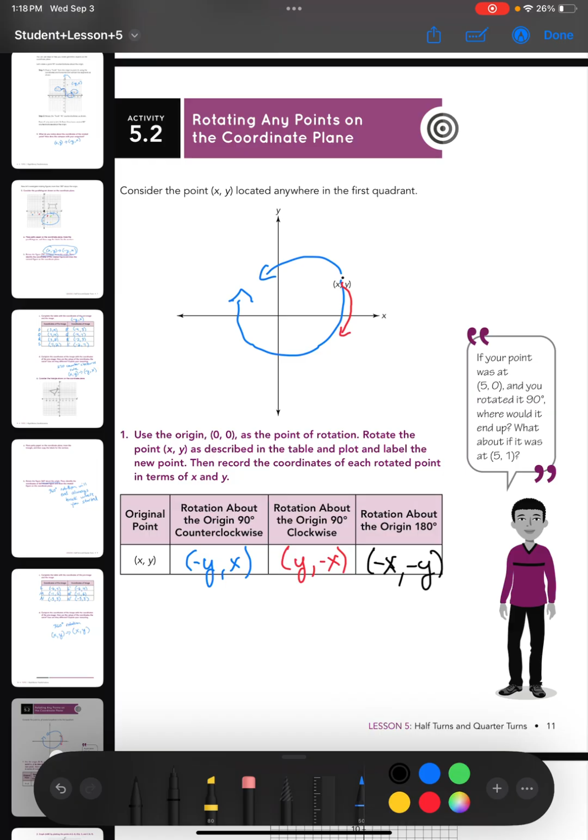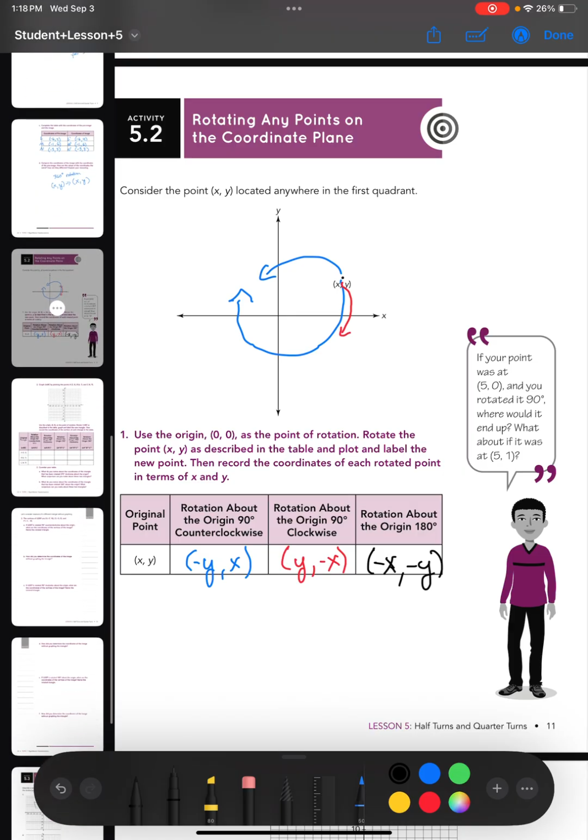So again, all these rules are on that separate sheet I'm giving you. Do not lose that. Keep that handy. It makes rotations very simple as far as understanding where the new points go when we rotate a figure different degrees.